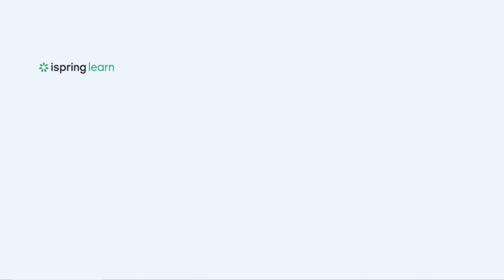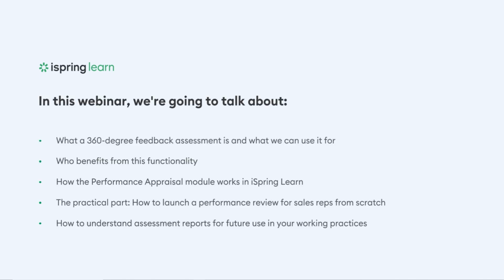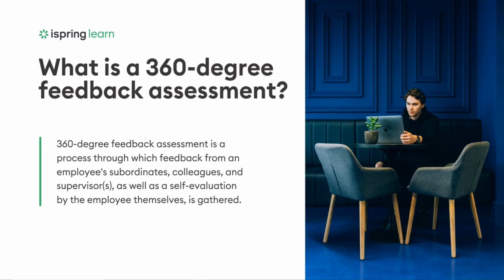So, in this webinar, we are going to talk about, first, what a 360-degree feedback assessment is and what we can use it for. Second, who benefits from this functionality? Third, how the performance appraisal module works in iSpring Learn. Fourth, the practical part: how to launch a performance review for sales representatives from scratch. And the last, how to understand assessment reports for future use in your working practices.